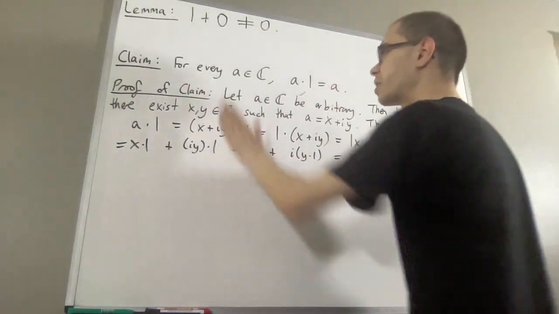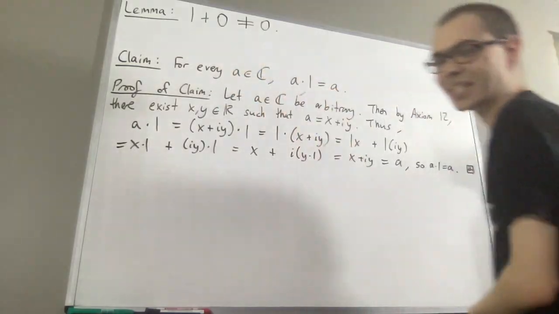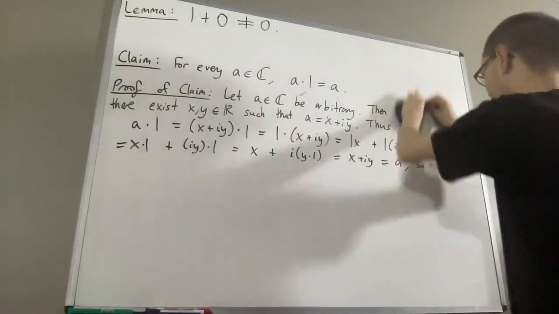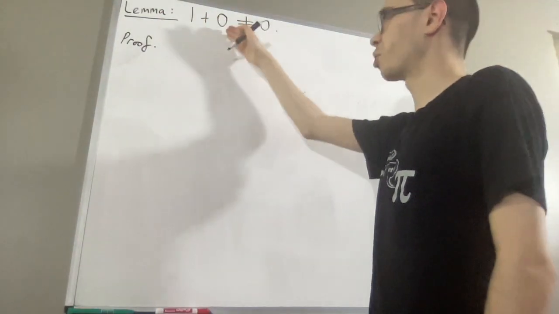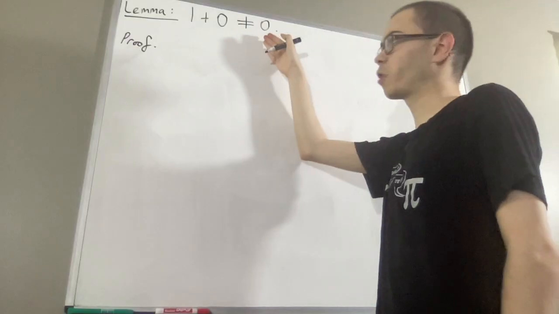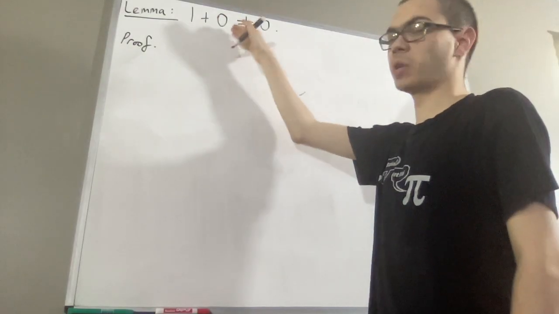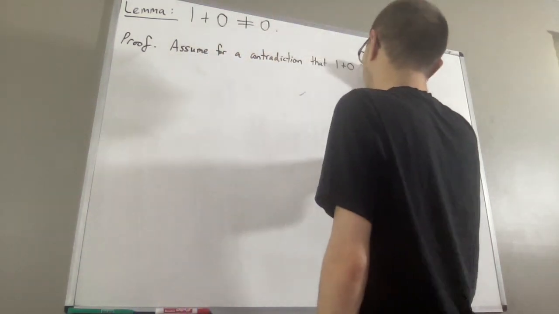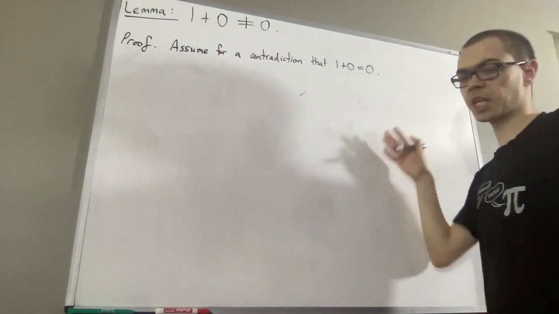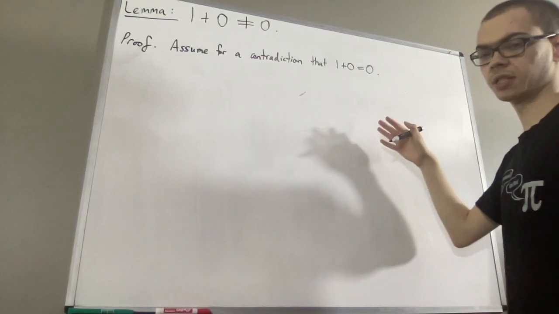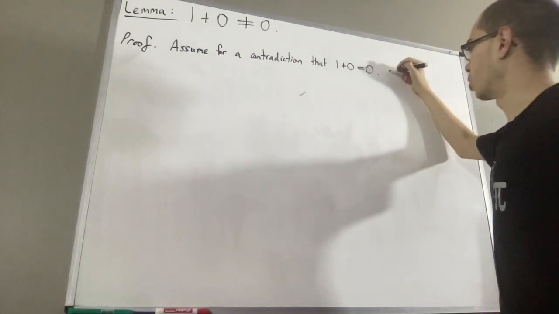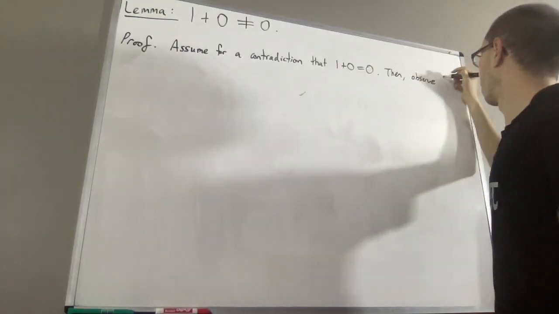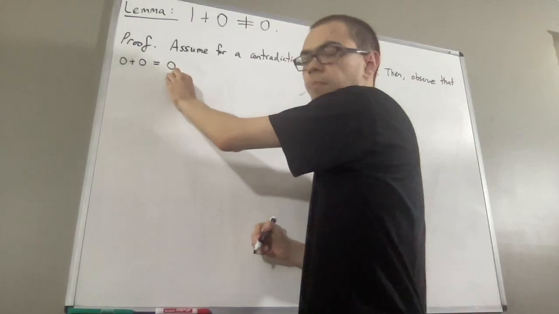So now let's prove that 1 plus 0 is not equal to 0. So to prove that 1 plus 0 is not equal to 0, let's assume for a contradiction that 1 plus 0 is equal to 0. Well then, we are going to establish a long chain of equalities. What we could do is the following. We know that 0 plus 0 is equal to 0.